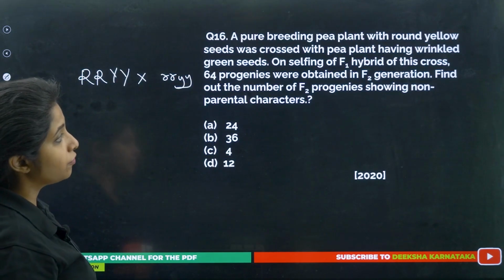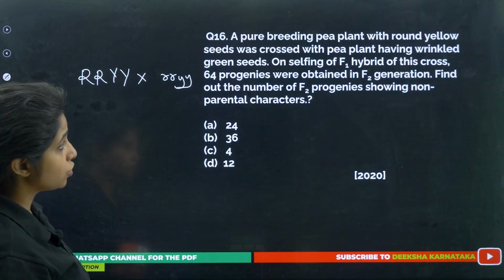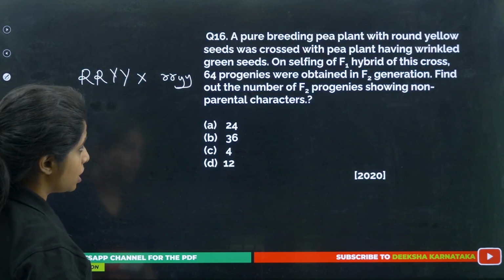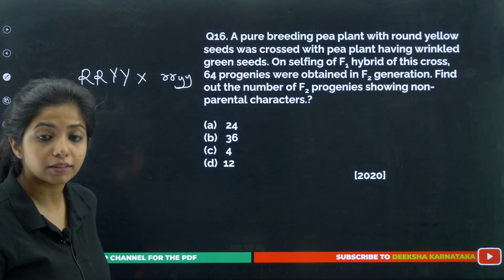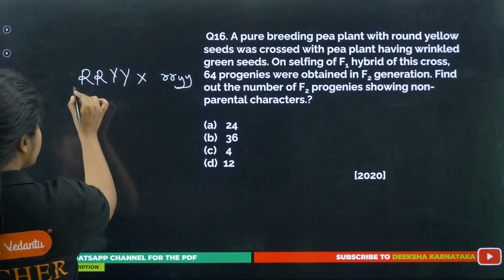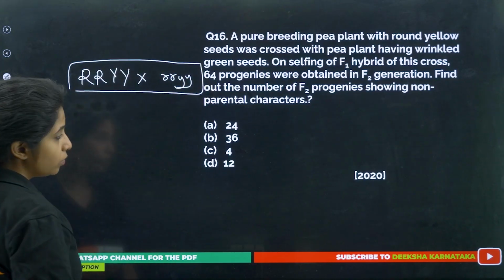On selfing of F1 hybrid of this cross, 64 progenies were obtained in the F2 generation. Find out the number of F2 progenies showing non-parental characters. What are you talking about? Do you know dihybrid cross? Yes, we know dihybrid cross.